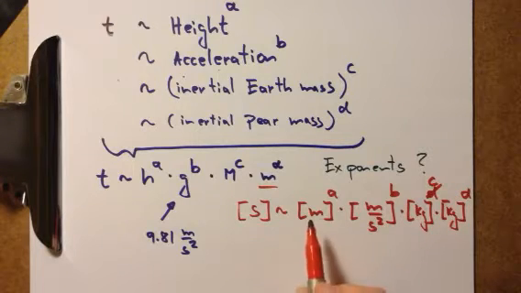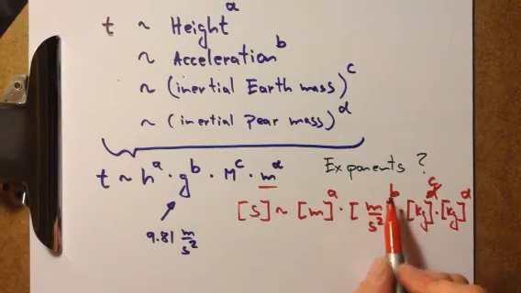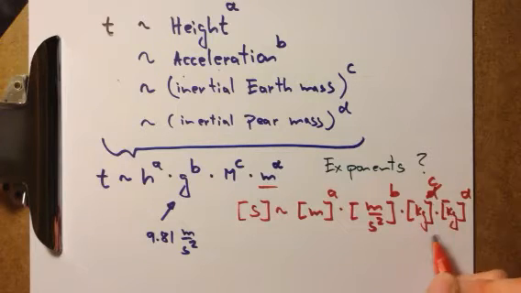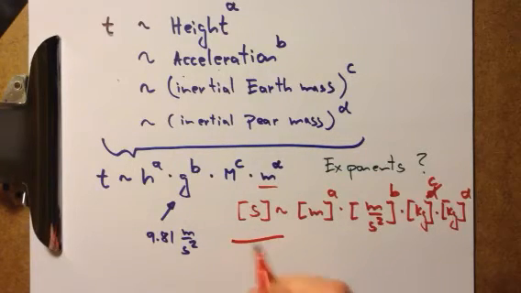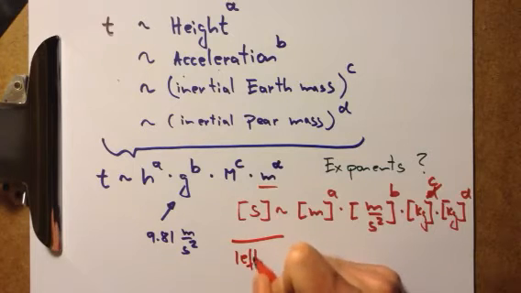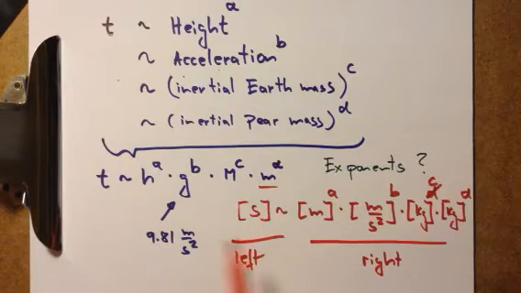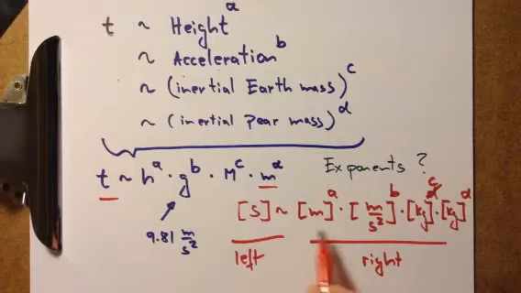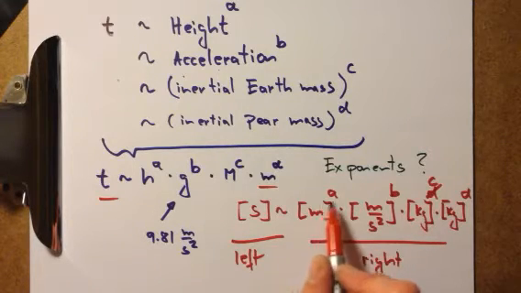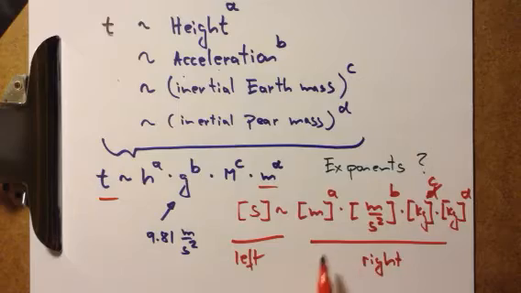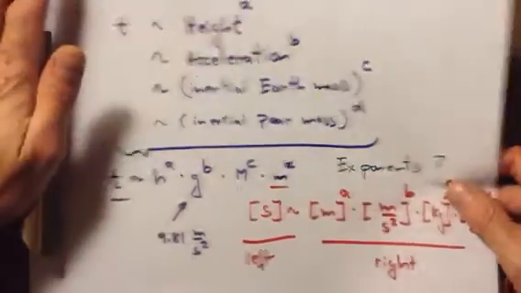So we've got m to the power of a, m per s squared to the power of b, and kilogram to the power of c, and kilogram to the power of d. Now, this has to work out. We have to have the same dimension on the left as we have on the right. On the left we know we have time, so we have the dimension s. So how do we choose these exponents a, b, c, and d so that we get the dimension s also on the right hand side?